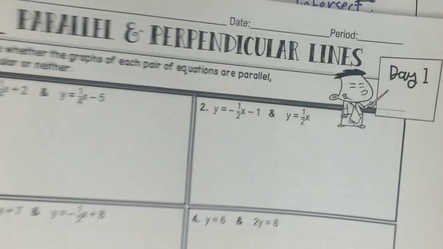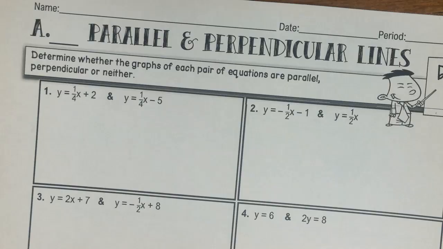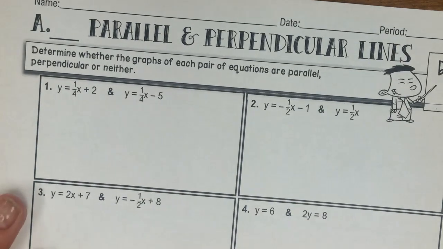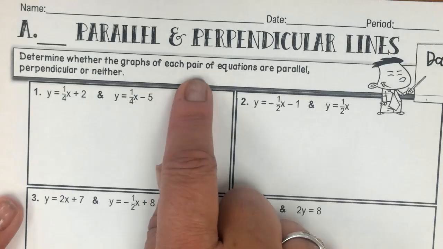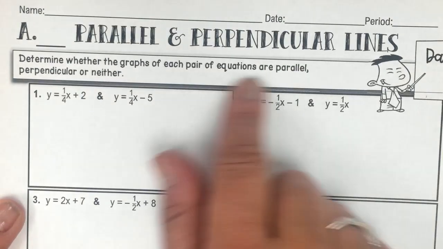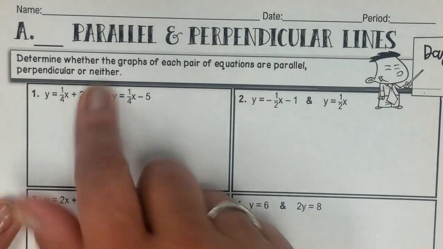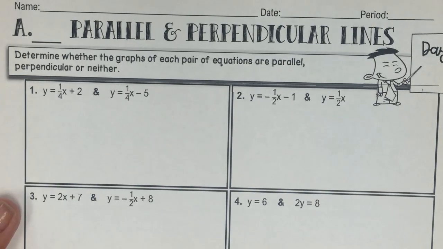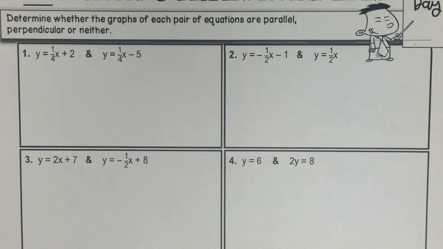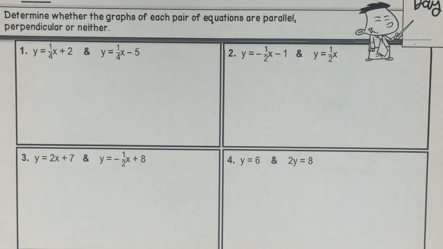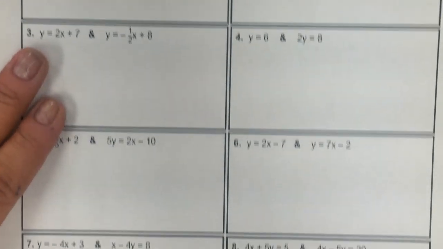So we're going to work first on the side where it says determine whether the graphs of each pair of the equations are parallel, perpendicular, or neither. So this side's pretty easy. You're going to pull out the slopes, and then you're going to figure out if it's parallel, perpendicular, or neither. So I'm going to do the harder ones.